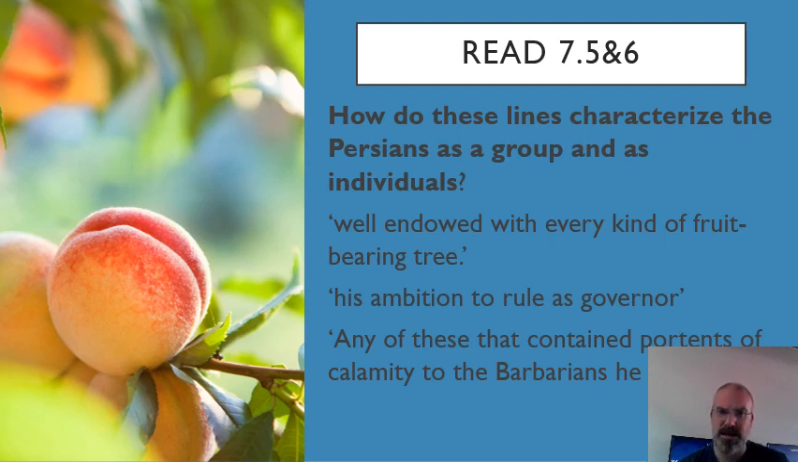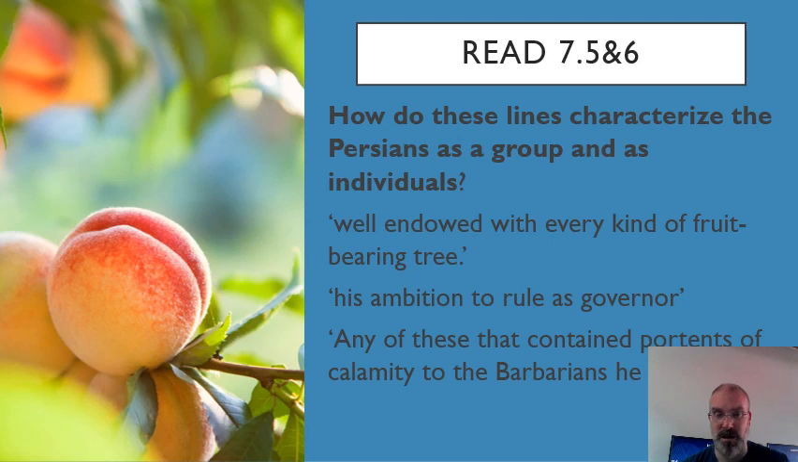So let's see. One of the reasons Mardonius persuades Xerxes to invade Greece is this idea of Greece being a fertile land, well endowed with every kind of fruit-bearing tree, super rich. It's an amazing place, and that's not true. Certainly compared to Persia, Greece is tiny. Greece is rocky. Greece is relatively difficult to farm, and it's not really that wealthy compared to the wild fertility and wealth of the East.